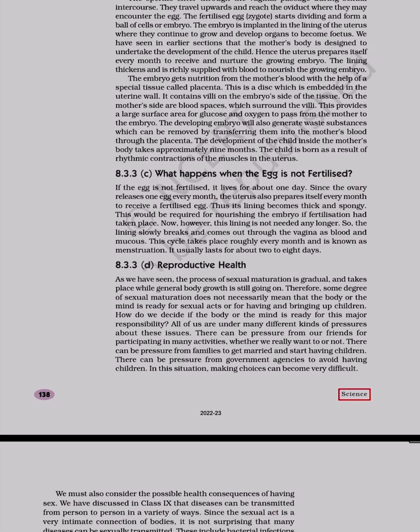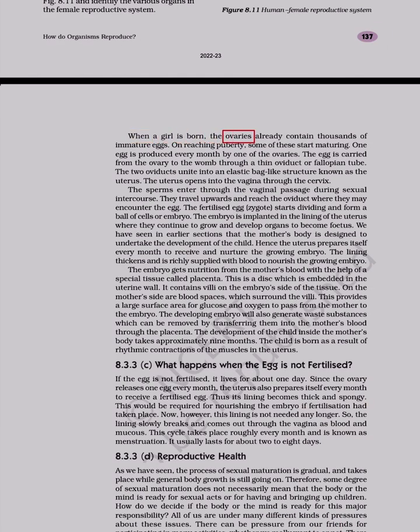When a girl is born, the ovaries already contain thousands of immature eggs. On reaching puberty, some of these start maturing. One egg is produced every month by one of the ovaries. The egg is carried from the ovary to the womb through a thin oviduct or fallopian tube.